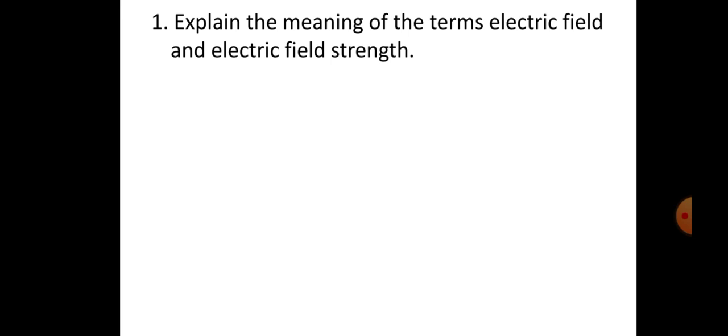Explain the meaning of the terms electric field and electric field strength. Electric field is the region around a charged object where another charged object will experience a force. That is said to be electric field.